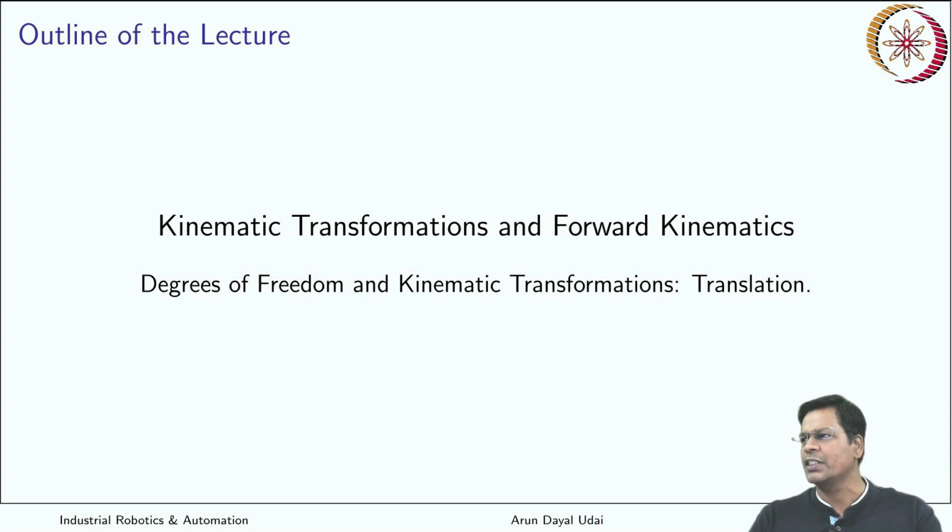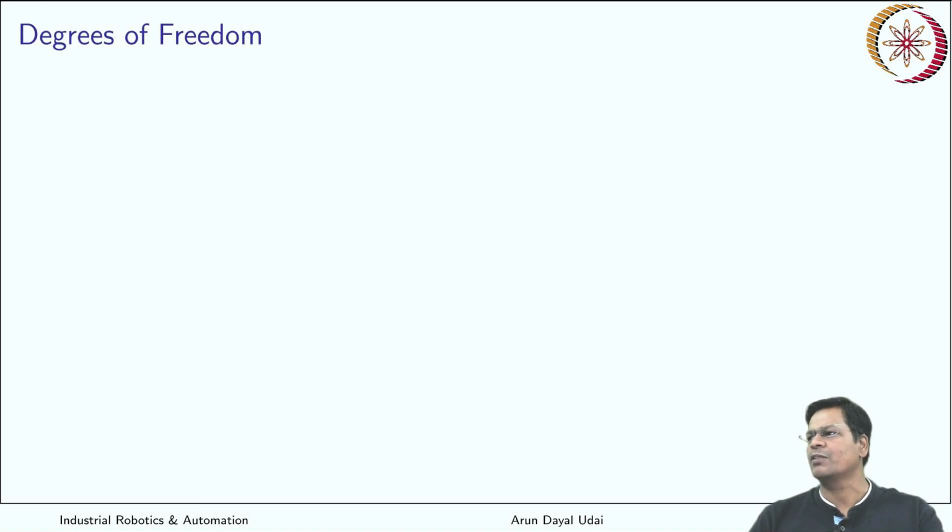We'll be starting with degrees of freedom and kinematic transformation in this module, especially translation. So yes, degrees of freedom. That was a very important parameter that you saw when we were discussing different performance criteria and different classifications of industrial robots. A robot was also classified based on its degrees of freedom. So let us formally define that important parameter and understand how it can be calculated.